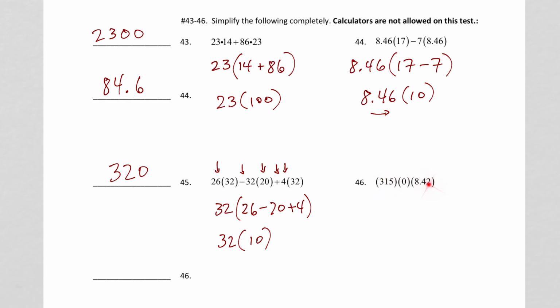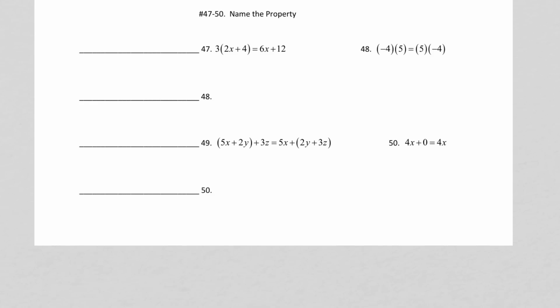0 multiplied by anything is 0. So this is just 0. If I were to distribute this, I would get 6x plus 12. So this is the distributive property.